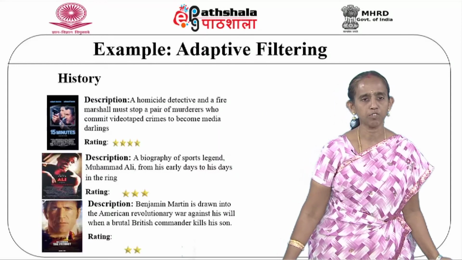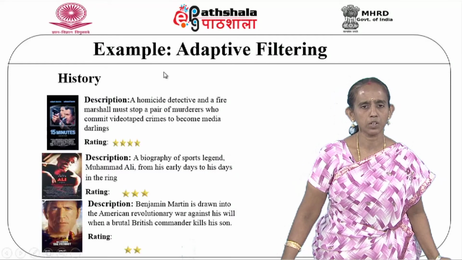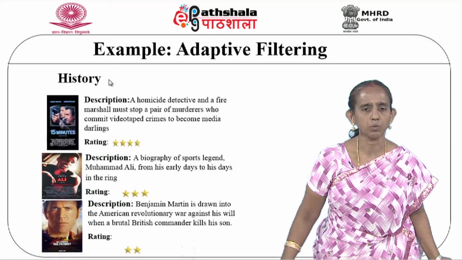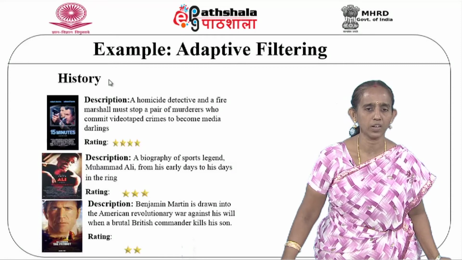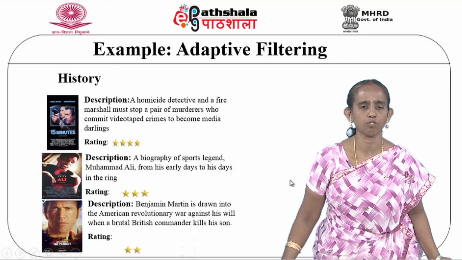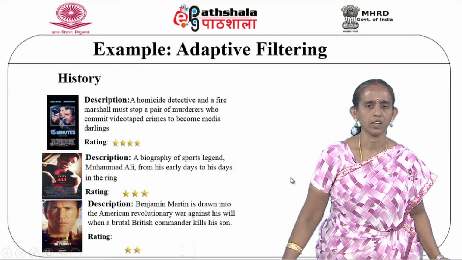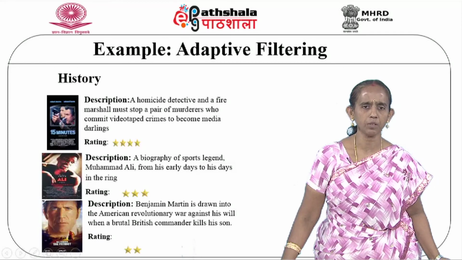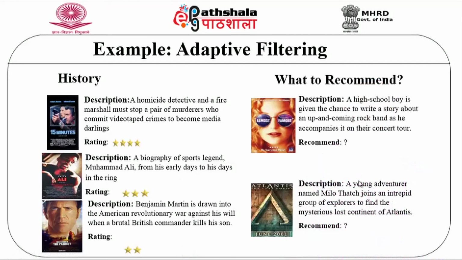So some adaptive filtering examples. This is a description of a homicide detective and a firefighter, which is given a rating. This is a description of the biography of a sports legend, which has a rating of 3 stars. There is a description of Benjamin Martin, some kind of film, which gets a rating of about 2 stars. These are examples of adaptive filtering, which uses the previous history of the users who have already come to that particular website and seen these items. So based on the previous histories, it is possible for us to tell whether to recommend this to a particular user or not.